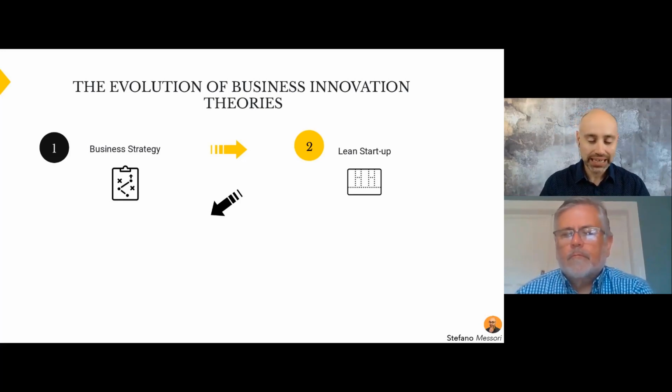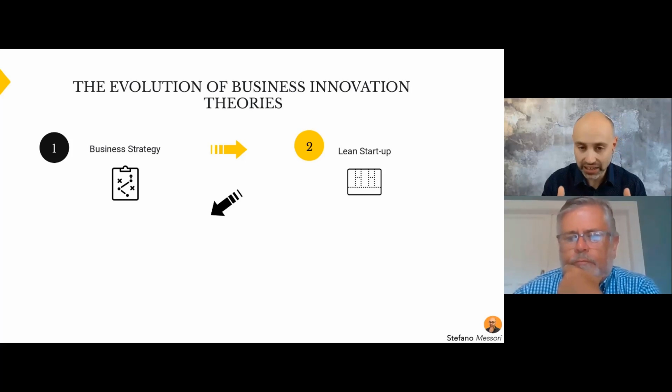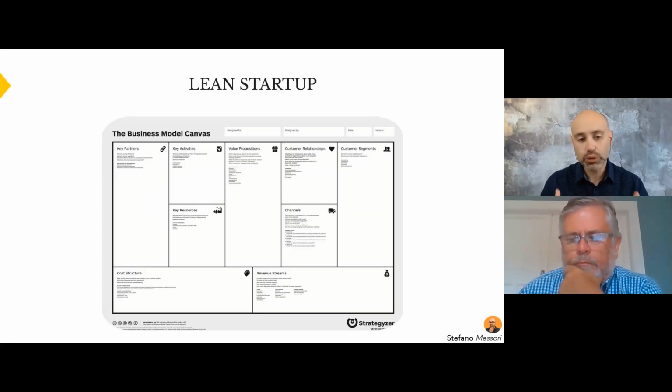Basically, there are different tools that we can use to make our innovation process a little bit leaner. But the one that I would say has had one of the biggest impacts on the way we think about new businesses is the business model canvas.